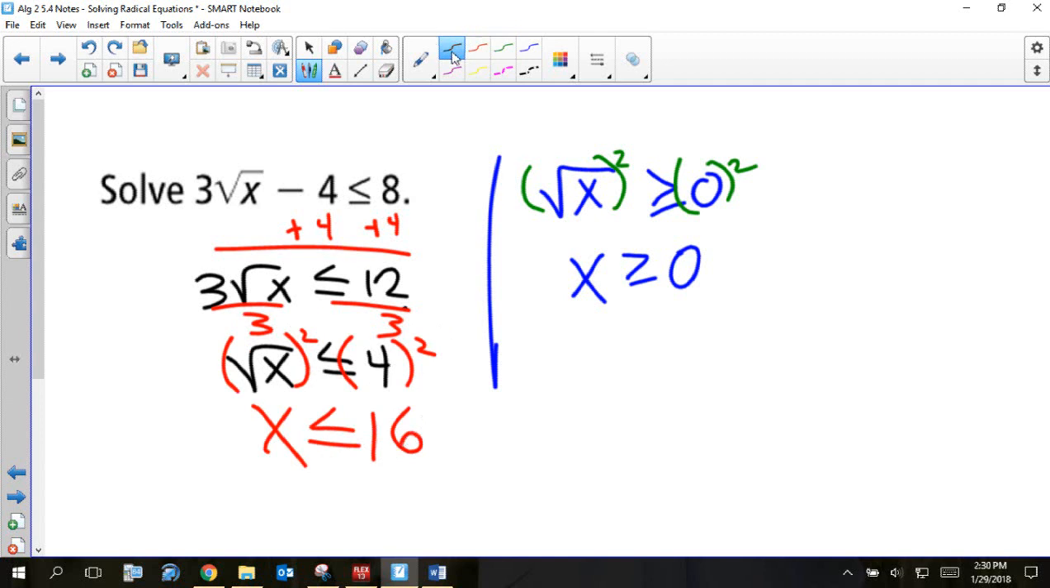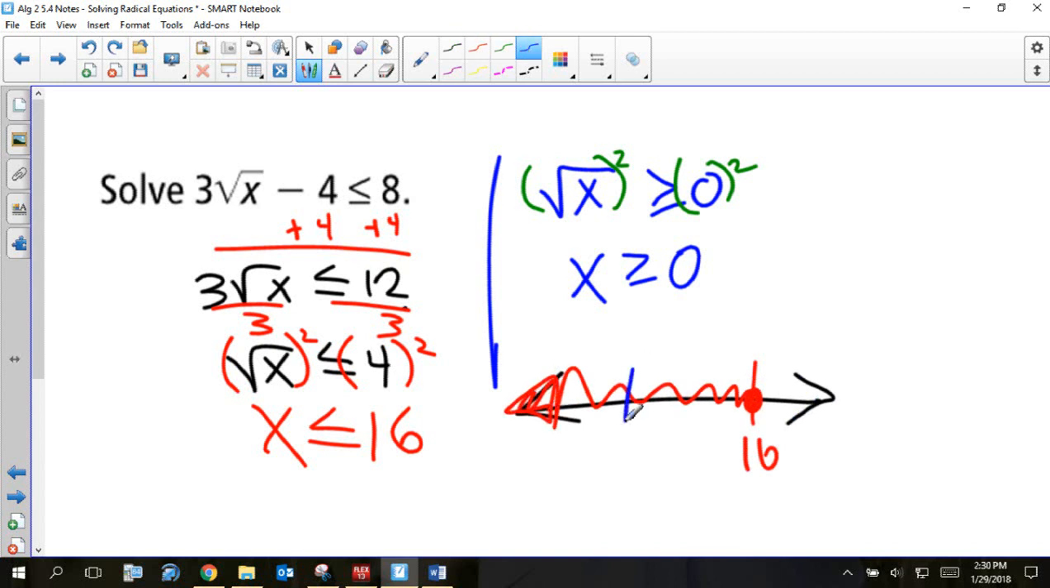Put both pieces on the graph. So less than or equal to 16, close that, less than. Greater than or equal to 0, close that, greater than. When you look at the picture, do you see how it overlaps in between? So you write 0 less than or equal to x less than or equal to 16.